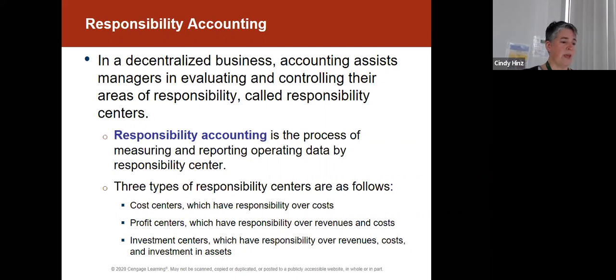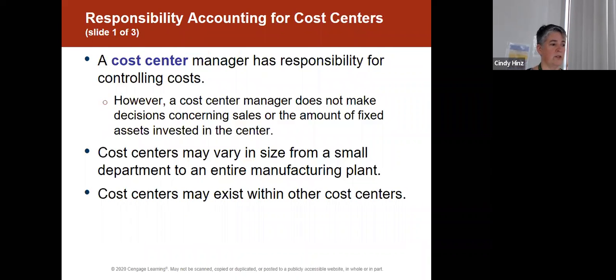A cost center has responsibility over costs, but not revenues. So this might be a manufacturing facility that's just making the product. They're not responsible for the sales part of it. A typical example that we use is a manufacturing facility that makes the food that supplies a chain of restaurants. So the sales happen in the local restaurants, but when we look at the manufacturing facility, they're only responsible for the costs of making that food and controlling those costs.